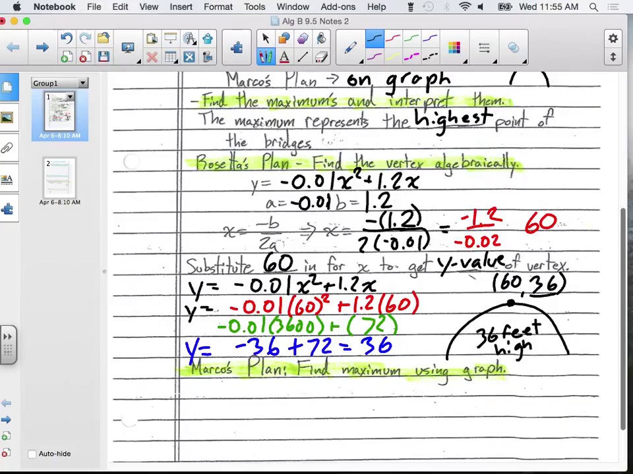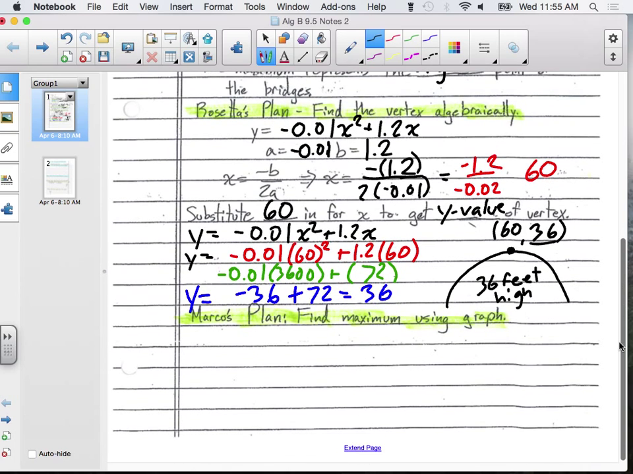All right, is anyone not done copying what we have so far? Okay, now we're moving on to Marco's plan for how he's going to build that bridge. And we just have a graph for Marco's plan in our book, right? So how do we find the vertex from that? Can we analyze the graph? Yep, go for it. What do you see from the graph?